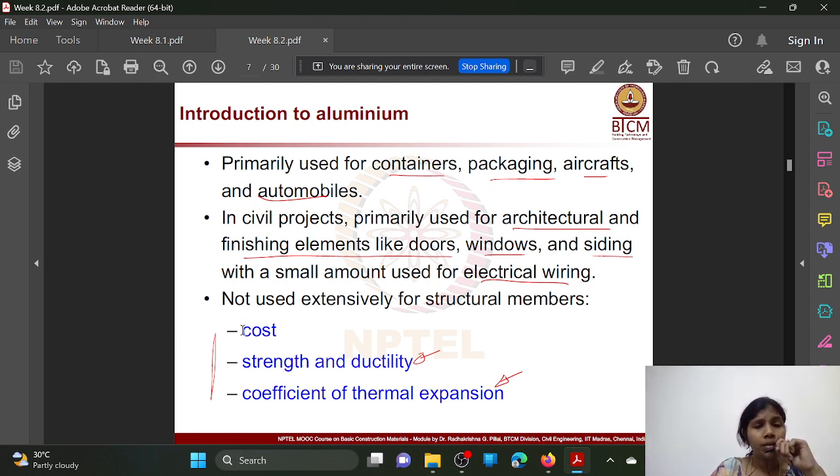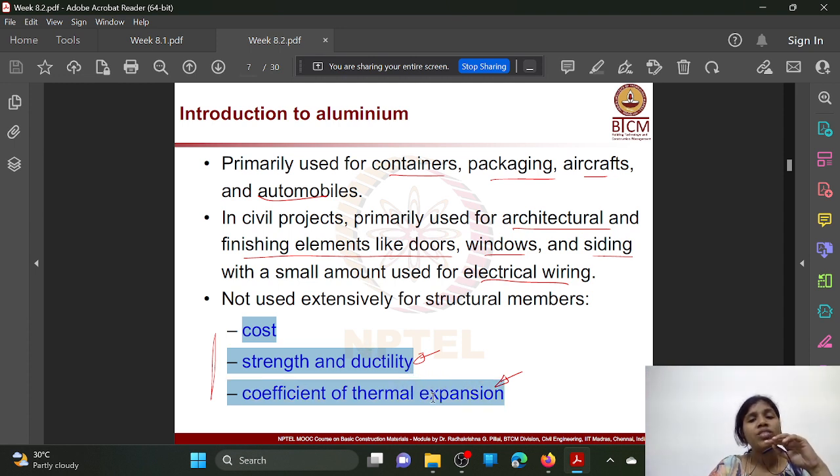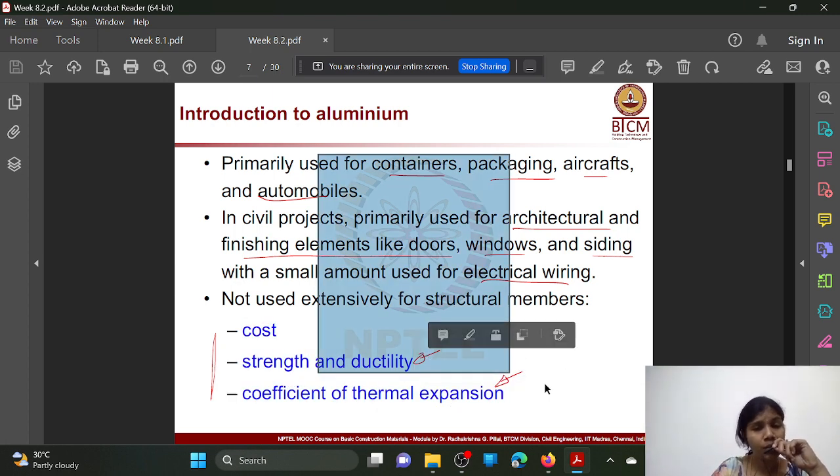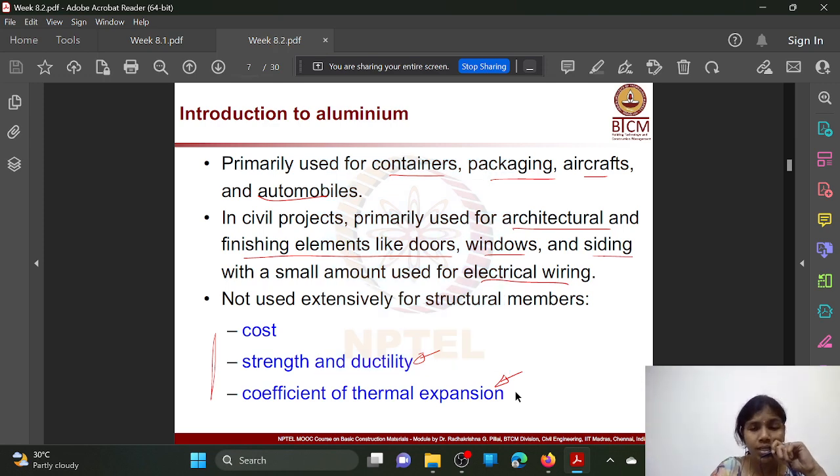And why we are not using it as a structural member is that cost wise it is very high, and strength and ductility wise it is less compared to steel. The coefficient of thermal expansion of steel is equal to the coefficient of thermal expansion of concrete. That's why we are using steel as the reinforcement for concrete, but for aluminium the coefficient of thermal expansion is different, so we can't use it as a reinforcing element.